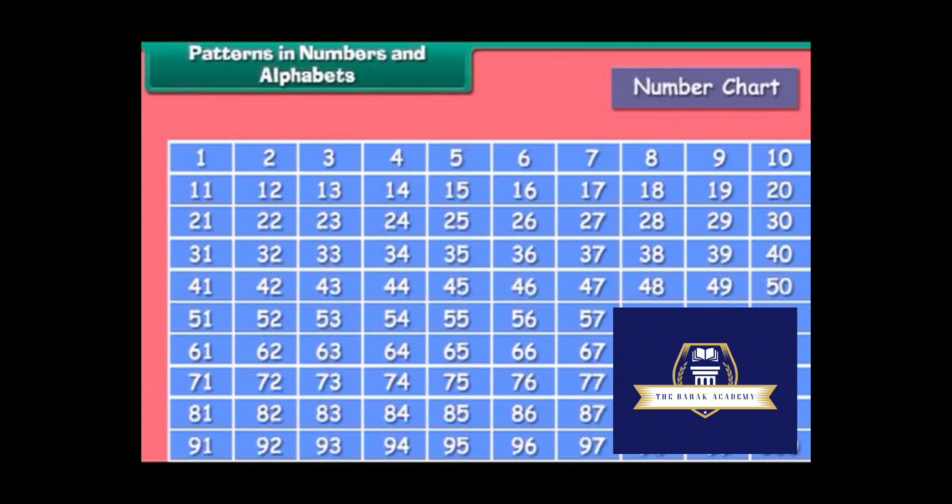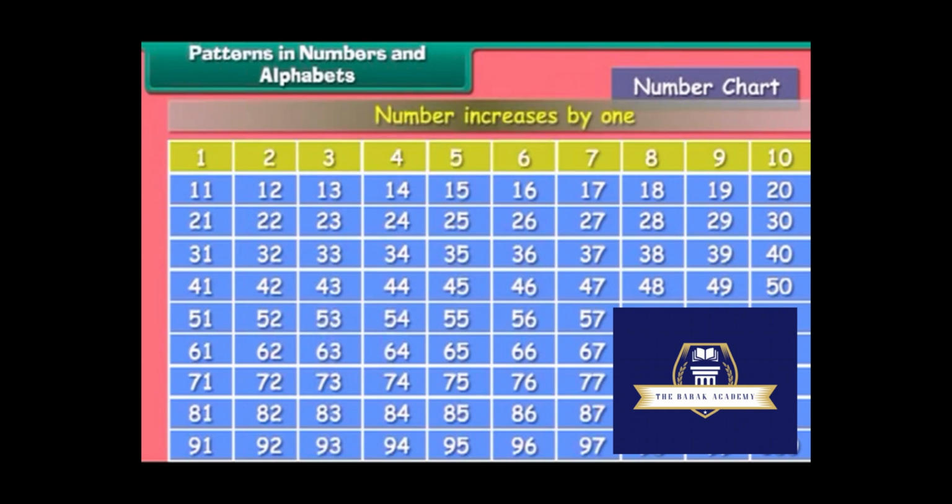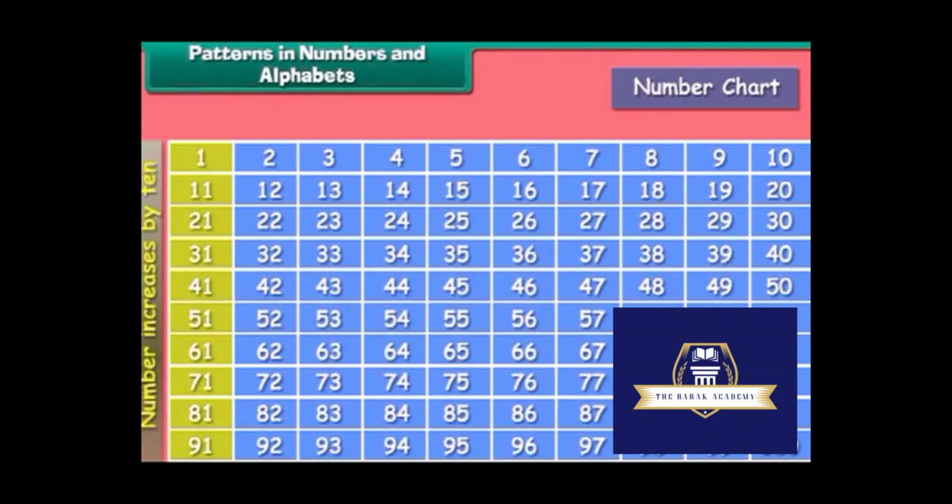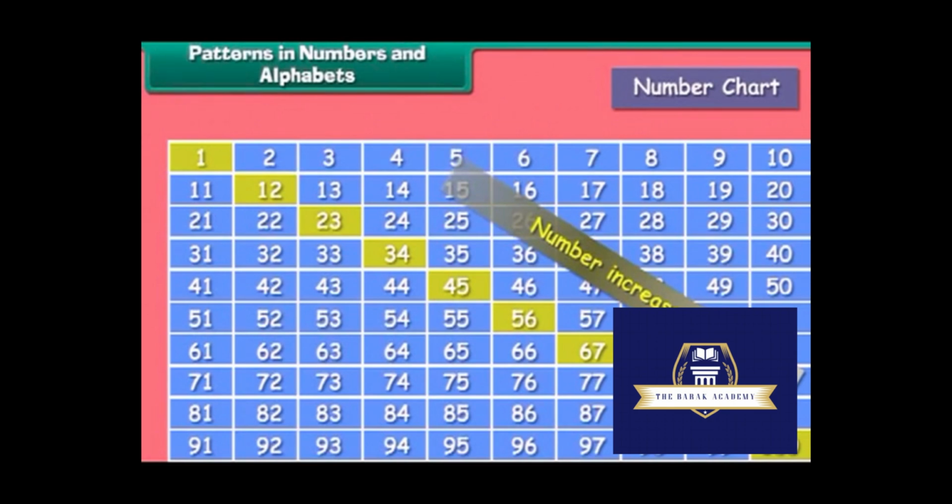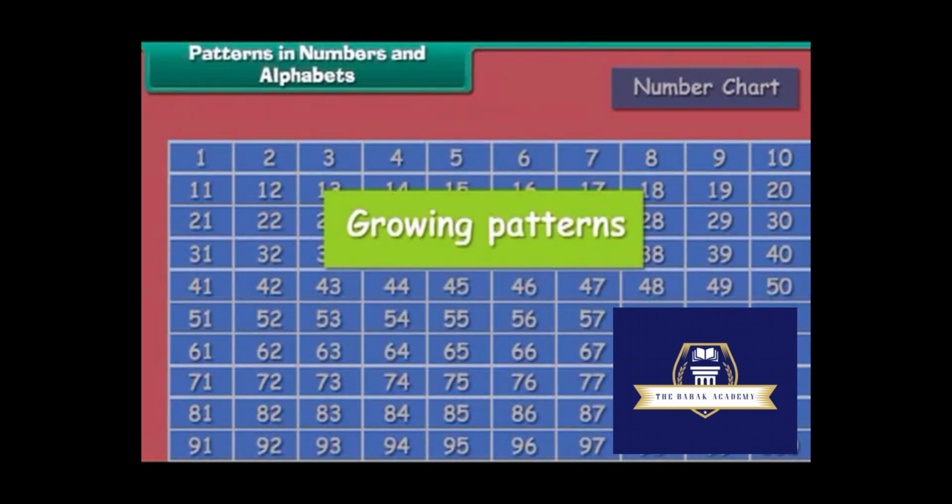Look at the number chart given here. They follow some rule. In rows, the number increases by 1. In each column, the number increases by 10. And diagonally, the number increases by 11. They are called growing patterns.